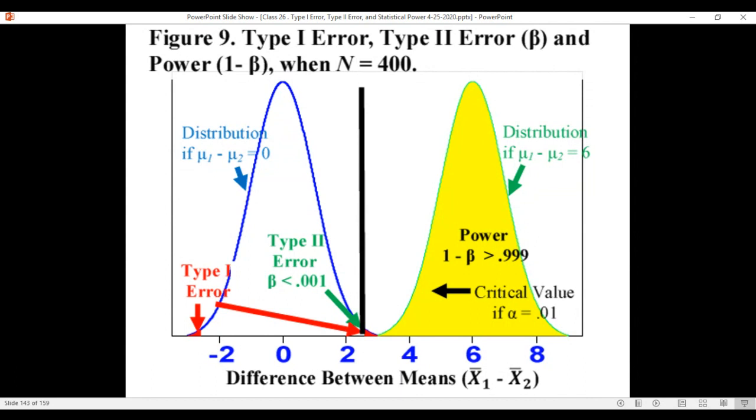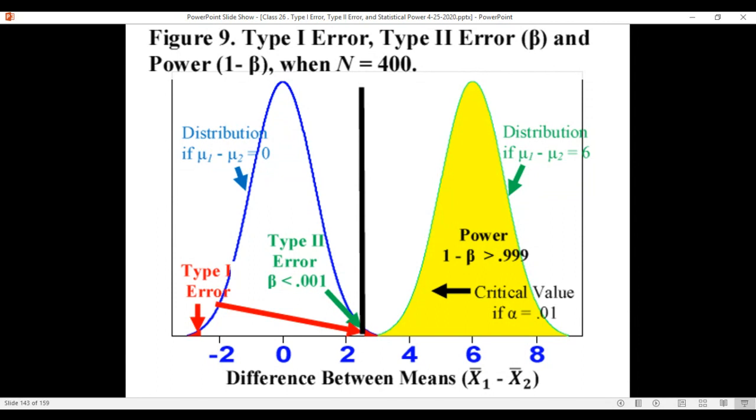Beta, the probability of type 2 error, is less than 0.001, and the yellow area representing power has grown. Power is now 0.999, which is practically equal to 1. Now, I'm going to show you the 3 slides again so you can see what's happening.